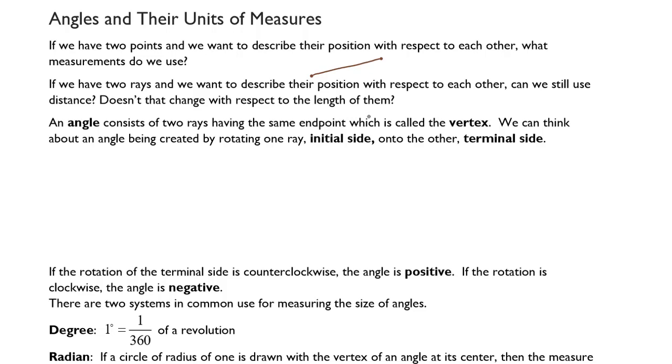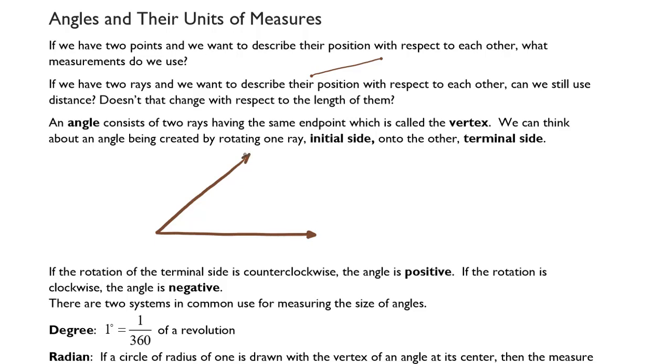An angle consists of 2 rays having the same endpoint, which is called the vertex. We can think about an angle being created by rotating one ray, the initial side, onto the other, the terminal side. So if we were to sketch this, the first ray would be horizontal and off to the right. That is in standard position.